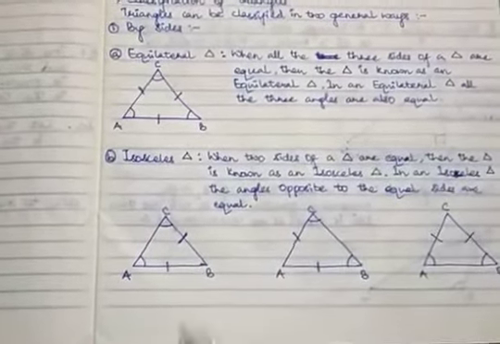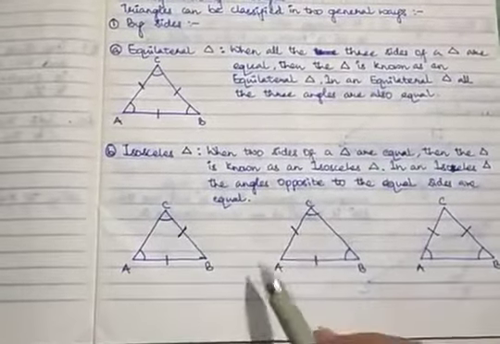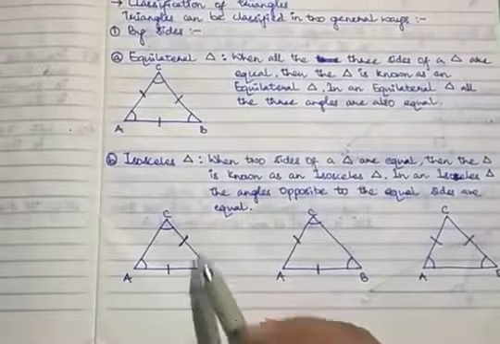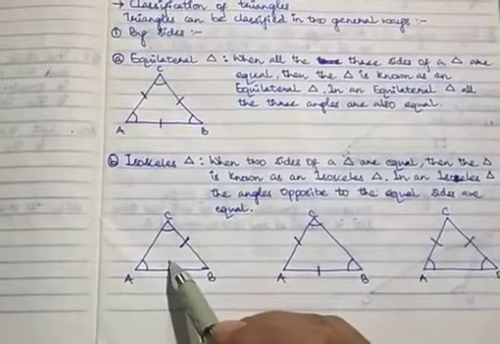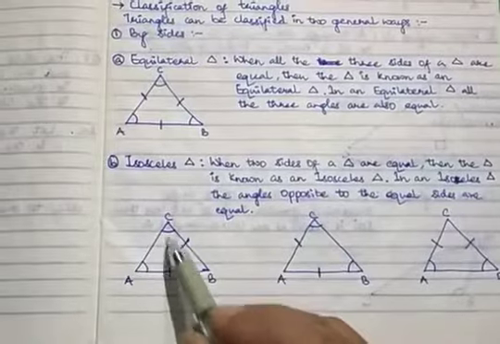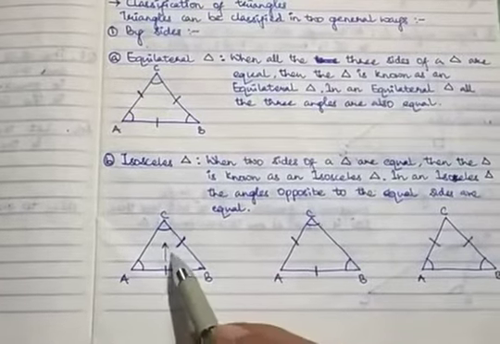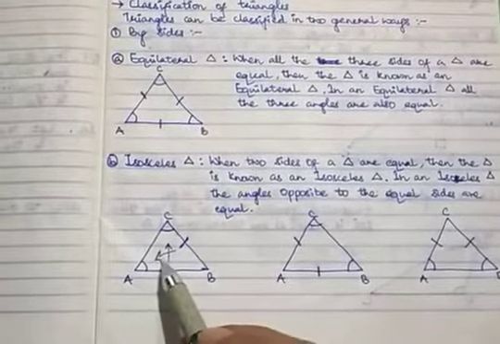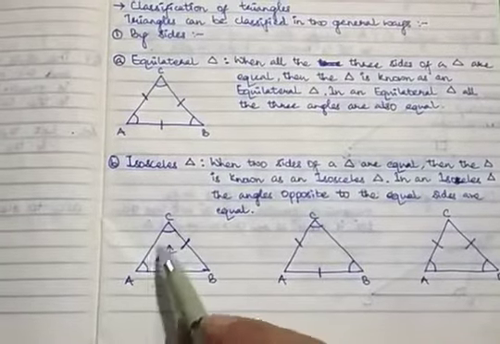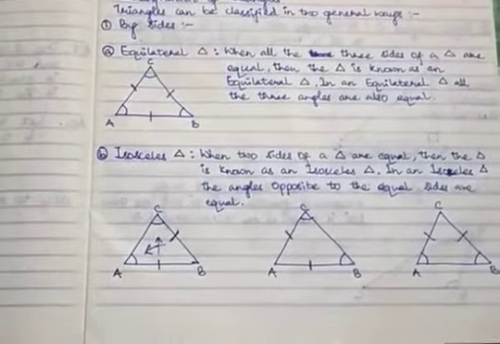As I've already said, the angles opposite to the equal sides are equal. Now see, equal sides, AB and BC are equal sides. So which is the angle opposite to this side? This angle, that is angle C, isn't it? Which is the angle opposite to this side? This angle, angle A, isn't it? So that is why these two angles are equal for this figure.